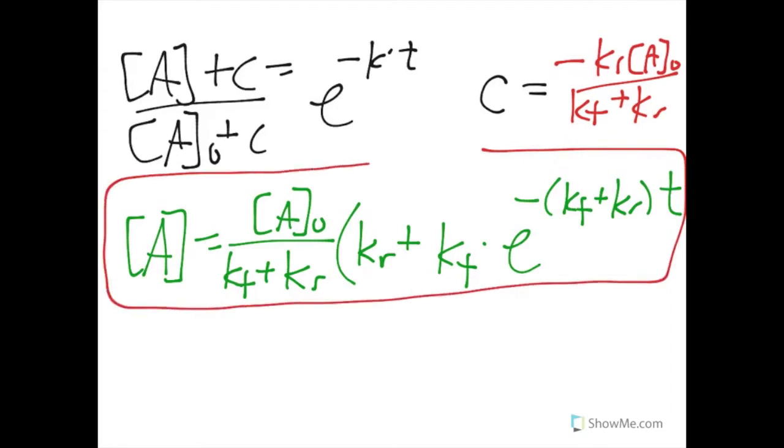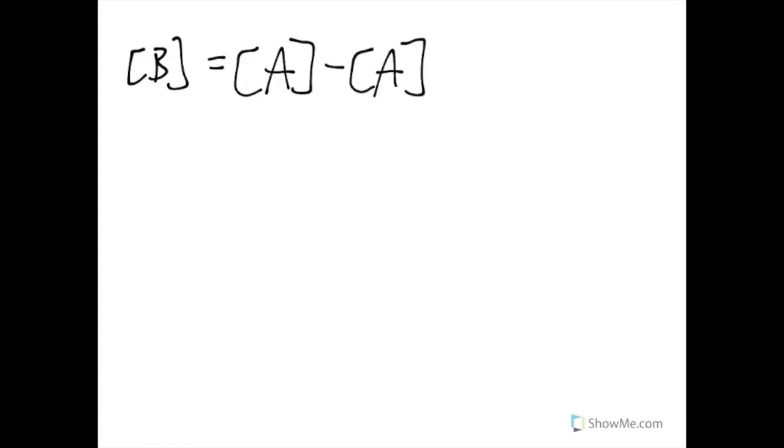We have A. A few things to notice, right? The time dependence only shows up in the exponential term, and it is also dependent on the sum of the rate constants. Okay? So now let's go back and look at B. Recall that B is A naught minus A, and we just found A in terms of t, so now we should be able to find B in terms of t by plugging in the answer that we just got. Okay, I'll show you one step and then we'll get to our final answer.